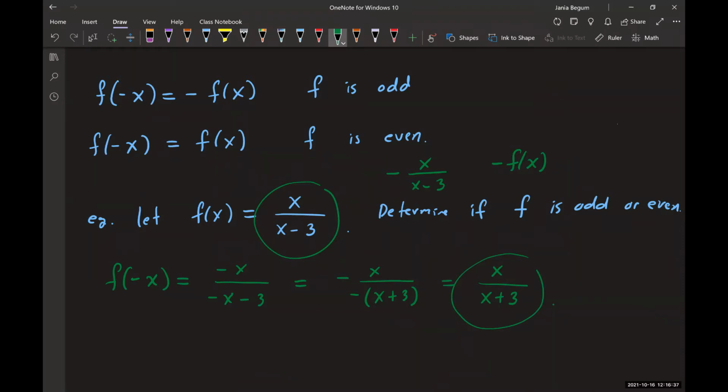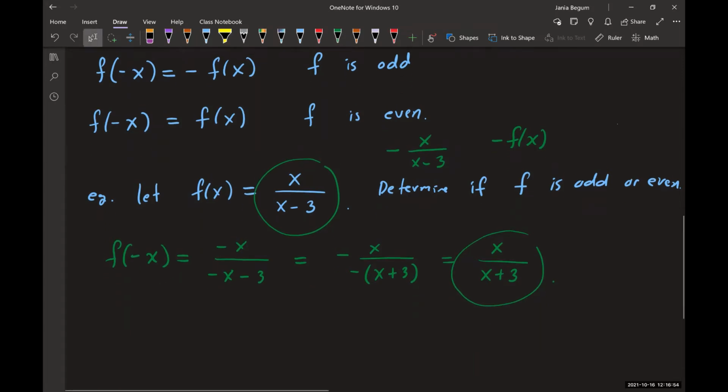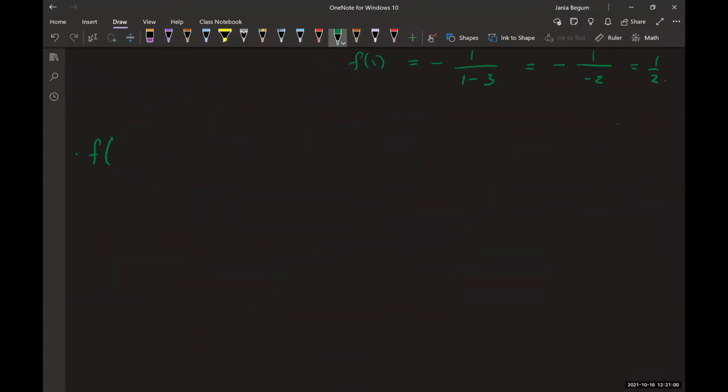So pretty much you apply the definition and then you try to see, does it look like the original function or does it look like its negative? If it doesn't happen to be any of those, then we can claim that this function is actually neither. So f is neither.